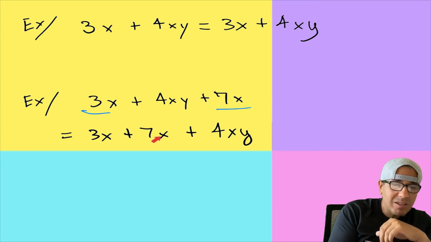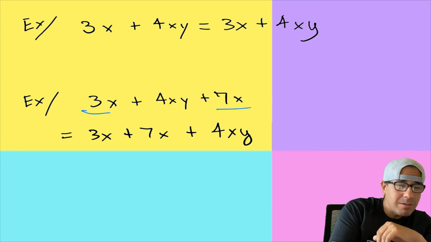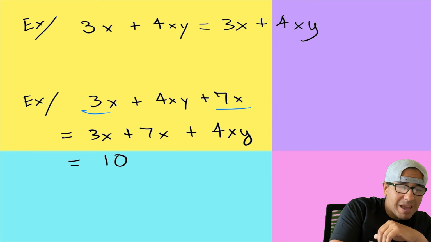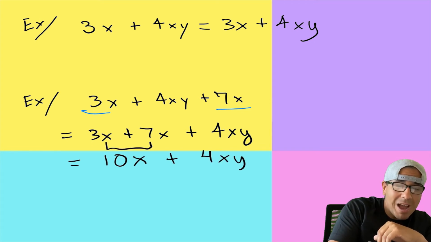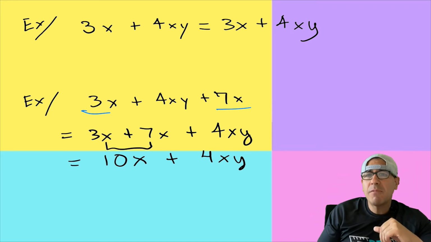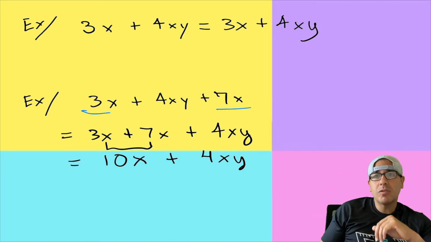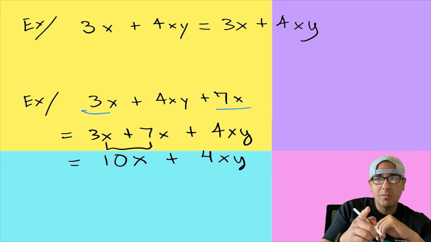So since our x's are next to each other, let's combine those like terms and tell them what they have, Dr. Math. So you got 10x, and then notice the 4xy is not a like term. So just drop that, and that's what we got, folks. All right, let's do some more examples.